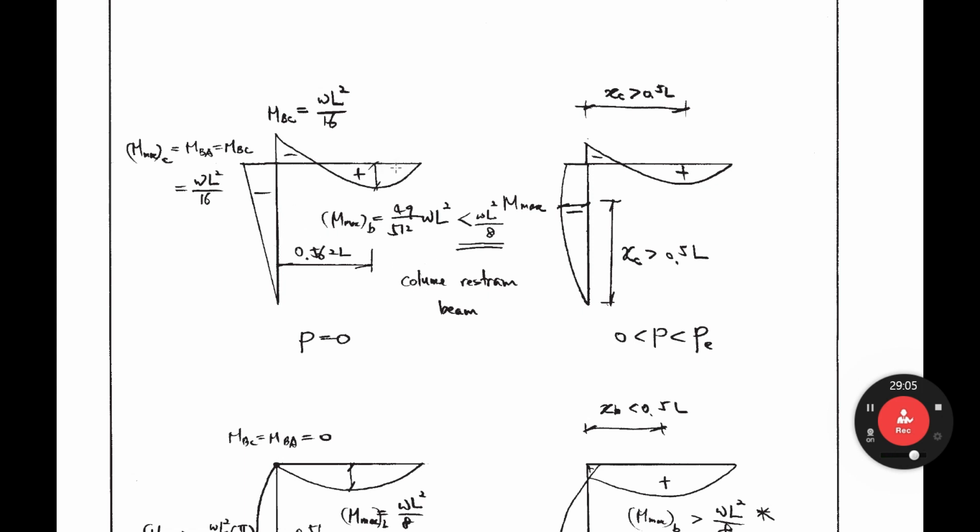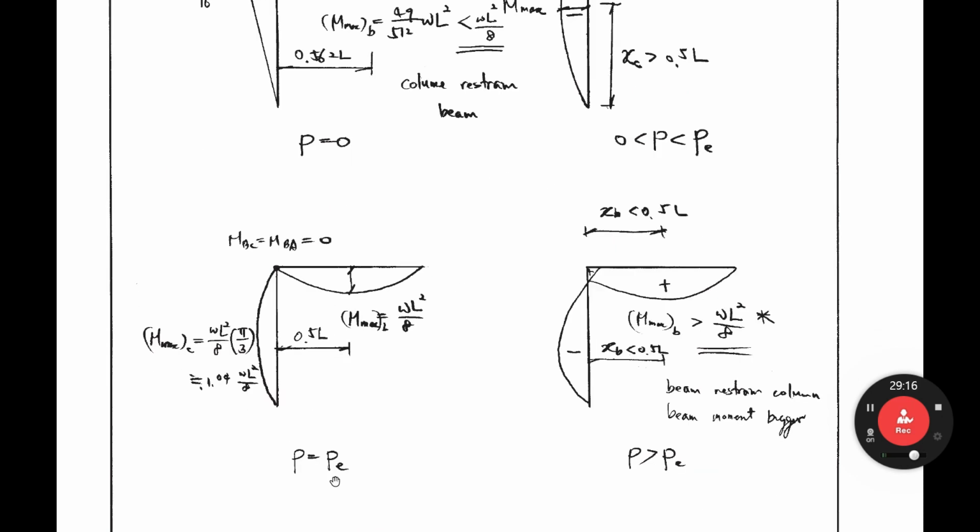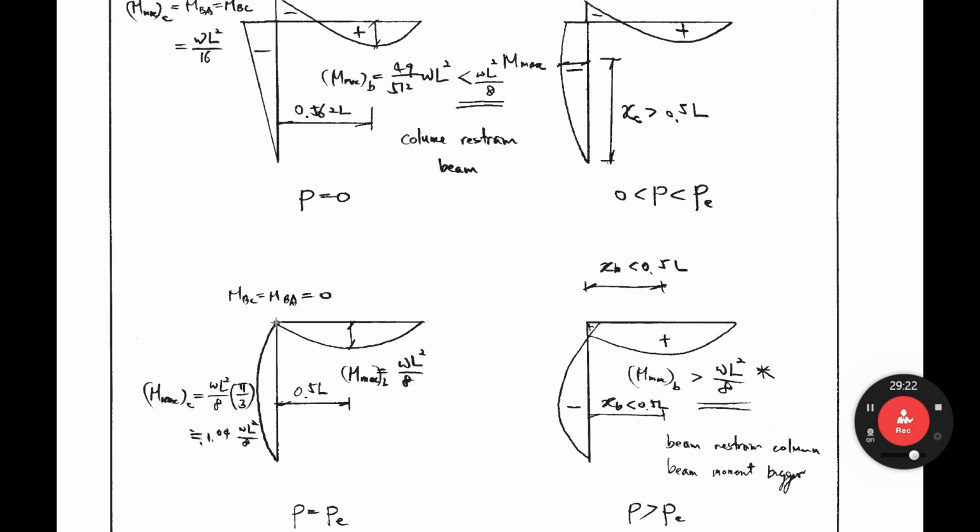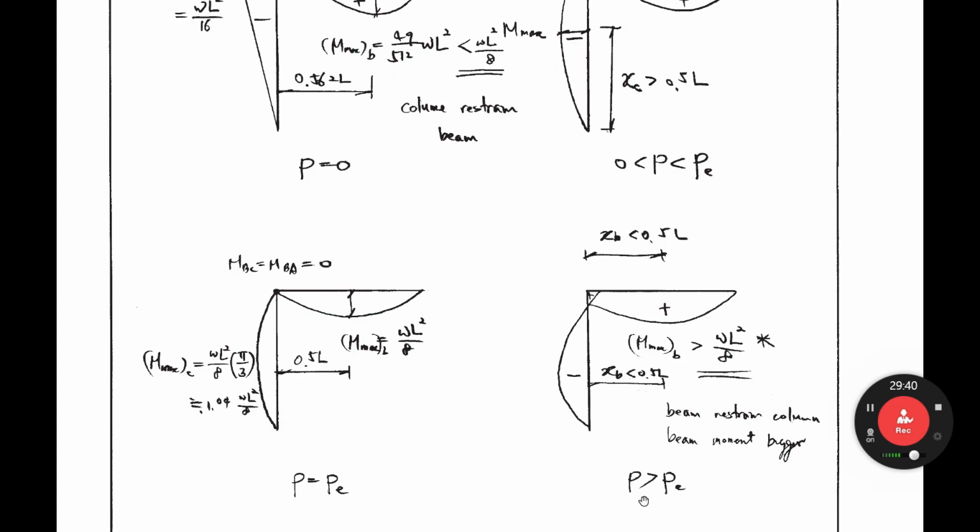The column helps the beam when P equals 0. When P equals PE, this point looks like a hinge, so there is no interaction between beam and column. If P is greater than PE, then the beam moment becomes bigger than omega L square over 8. It means this column causes an increase in the beam moment. So in this case, the beam helps the column, because as P increases, this column becomes weak. So this beam helps the column.